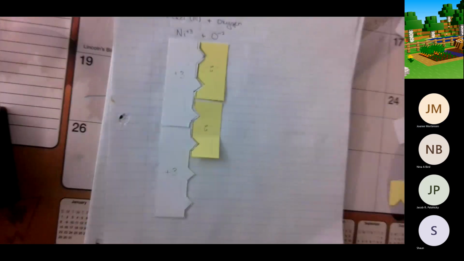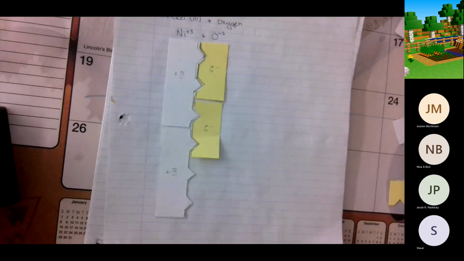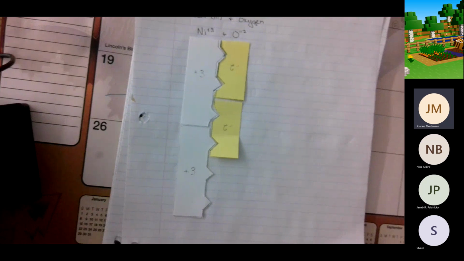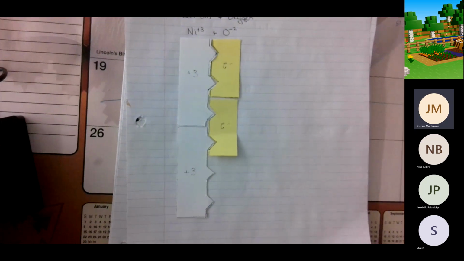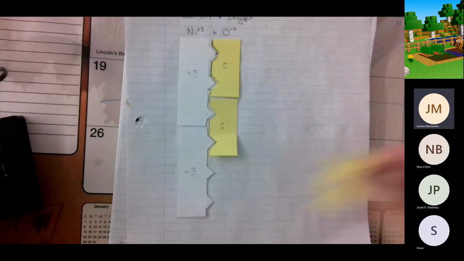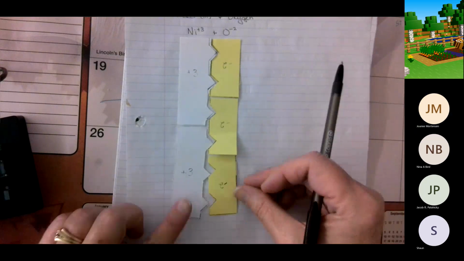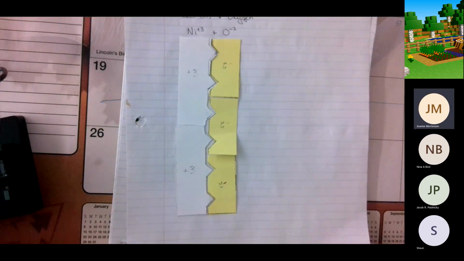I think so. You were doing it yesterday. You had it figured out. And then we put another -2 and look at that. We made a rectangle. Ta-da! It's just a big rectangle.